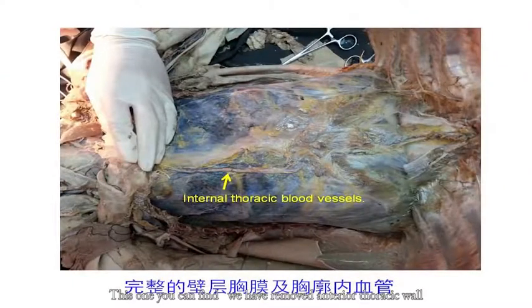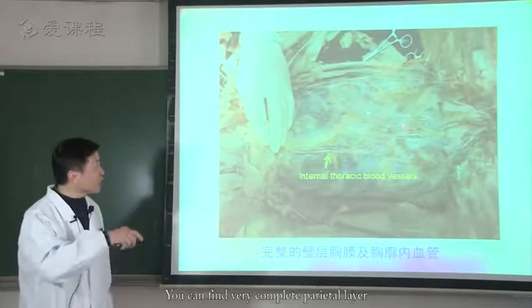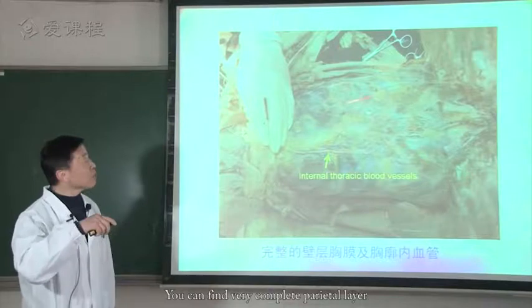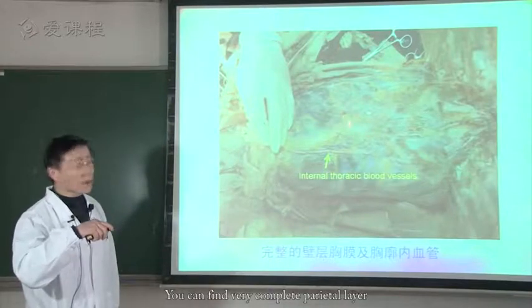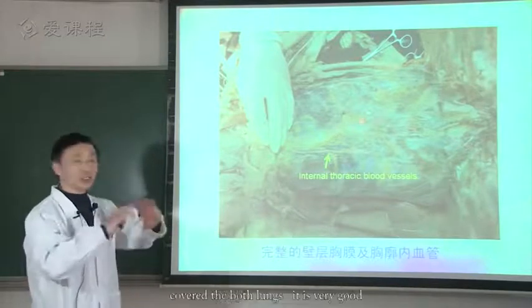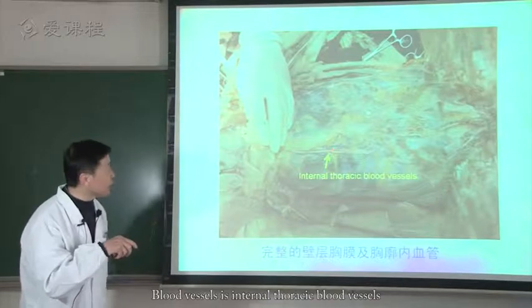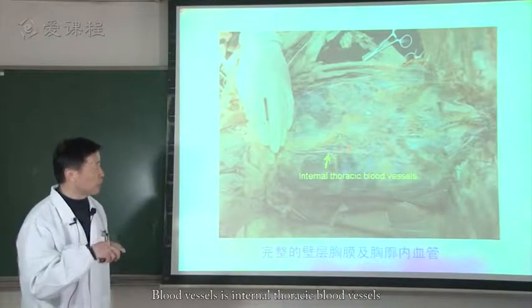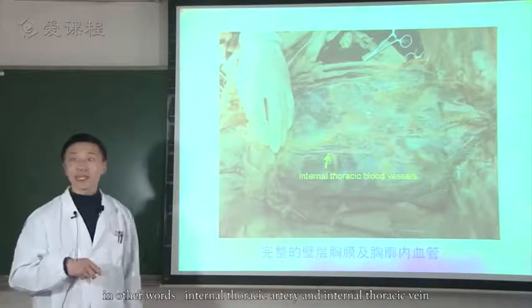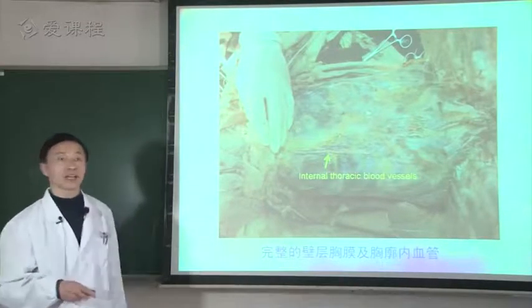In this one, you can find we have removed the anterior thoracic wall. You can find a very complete parietal layer covering both lungs. It's very good. This blood vessel is the internal thoracic blood vessel, in other words, the internal thoracic artery and internal thoracic vein. It is very good.